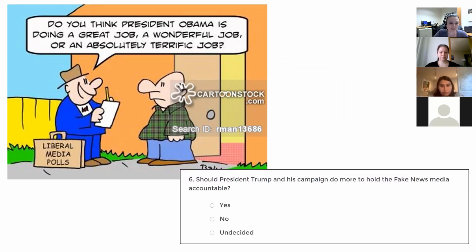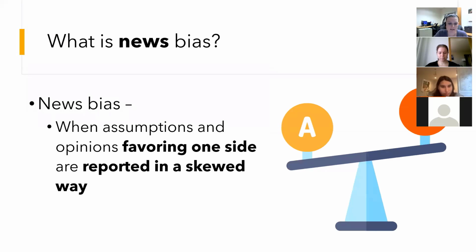And then this is a real example from Donald Trump's official campaign survey. It says, should President Trump and his campaign do more to hold the fake news media accountable? It is fair if he wants to include that on his personal campaign survey, sure. But if we're talking about bias, that's definitely an example of a question that is designed to sway people in one direction. So those are some bias examples.